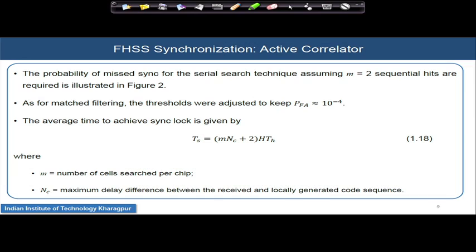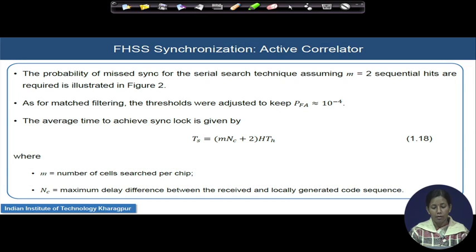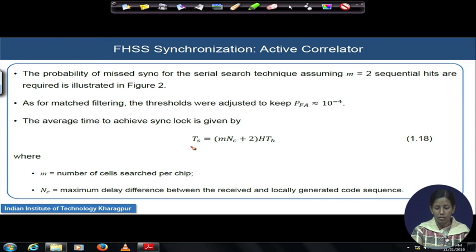And now about the average acquisition time for the serial search based active correlator architecture for FHSS. In this acquisition time expression, you see that it is h into th, but here the NC, the search, becomes m times, and so a linear increment is involved in the acquisition time compared to the match filter based architecture.